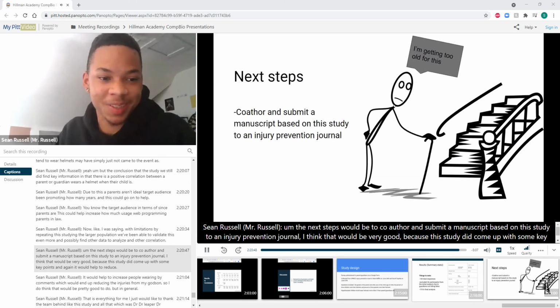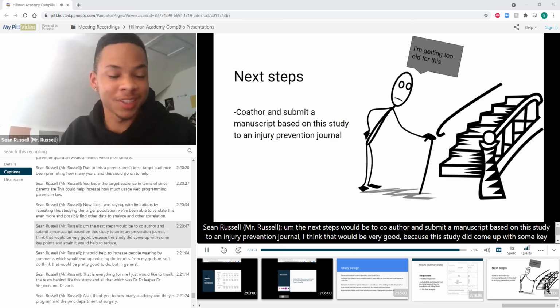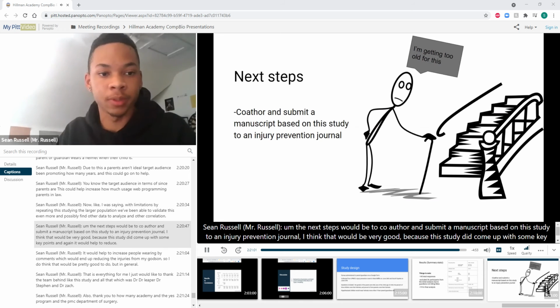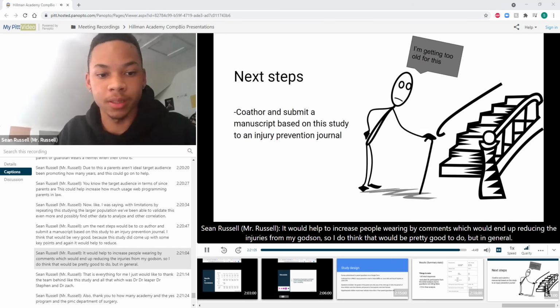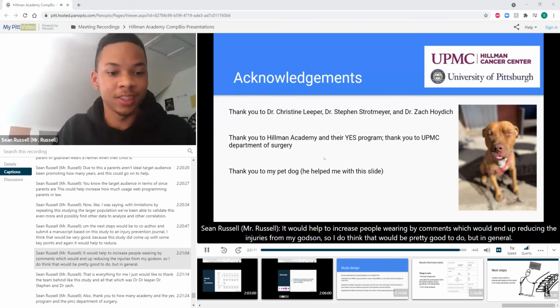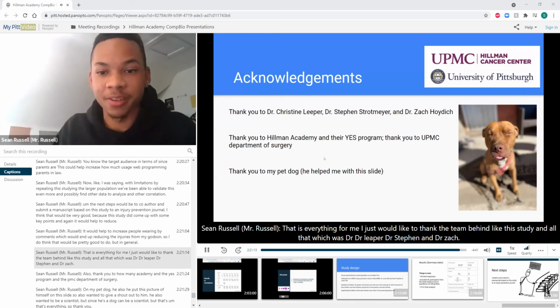The next steps would be to co-author and submit a manuscript based on this study to an injury prevention journal. I think that would be pretty good because this study did come up with some key points, and it would help to increase people wearing bike helmets, which would end up reducing head injuries from bike accidents. So I do think that would be pretty good to do. But in general, that is everything for me.